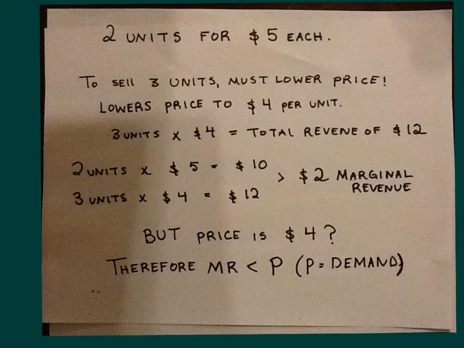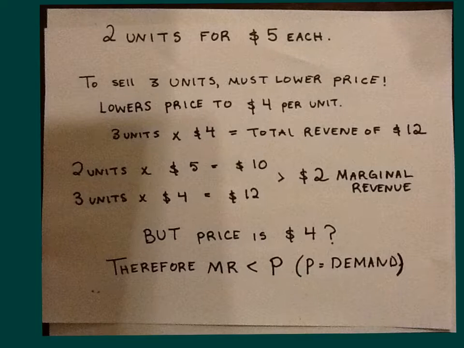Suppose you have a monopoly that decides to sell 2 units for $5 each. Now in order to sell the third unit, the monopoly must lower the price. Suppose the monopoly lowers the price to $4 per unit to be able to sell the third unit. Now let's calculate the total revenue if that were to happen. 3 units at $4 each gives you a total revenue of $12.